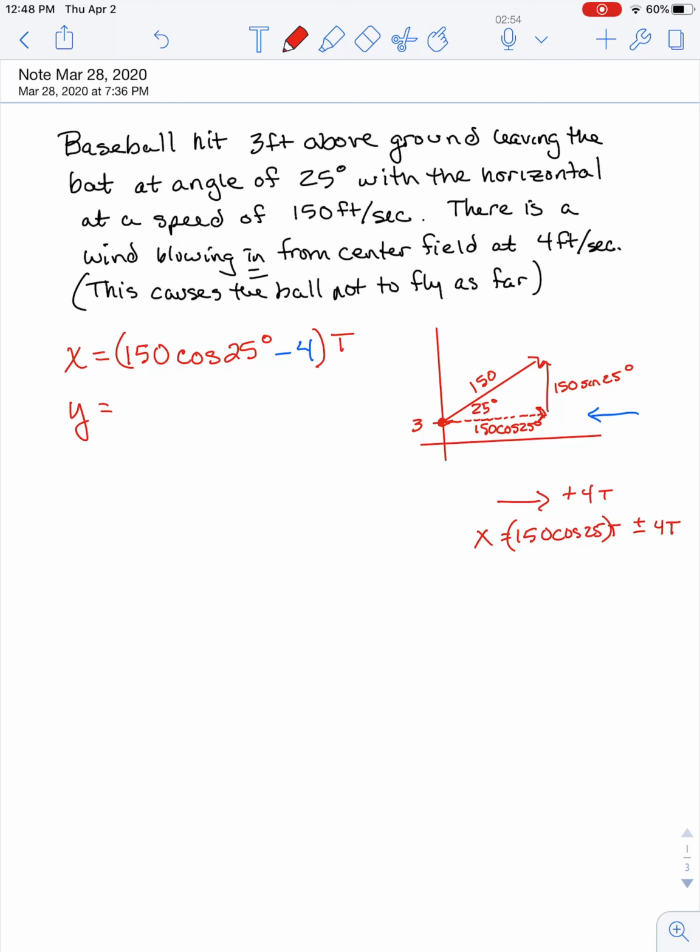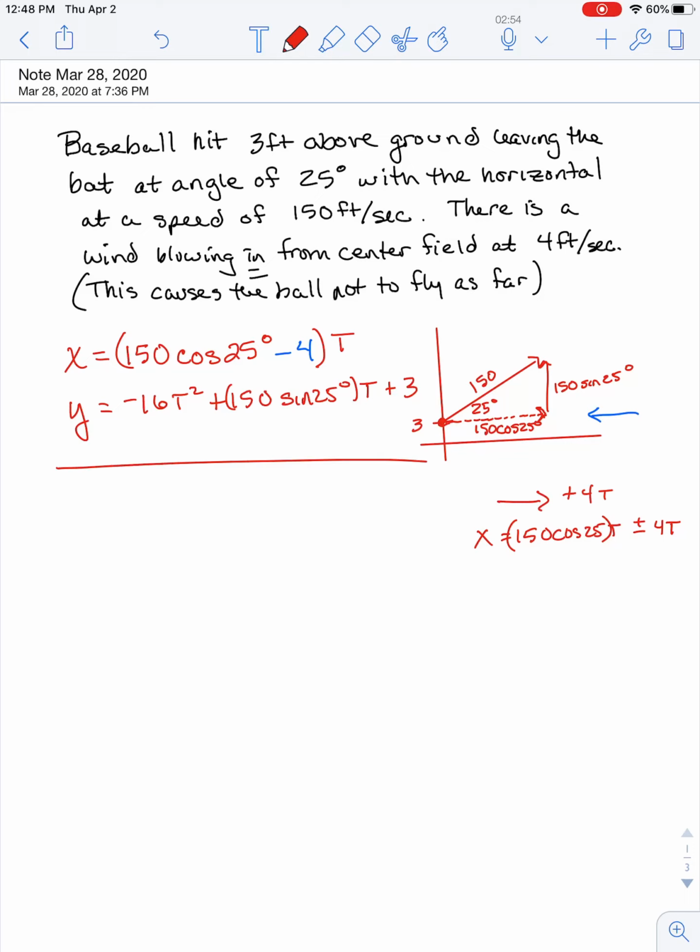The y coordinates are going to be given by -16t squared, which is our gravity force down. And then the upward force is 150 sine of 25 degrees times t. And it starts 3 feet high, so we tack on a +3.